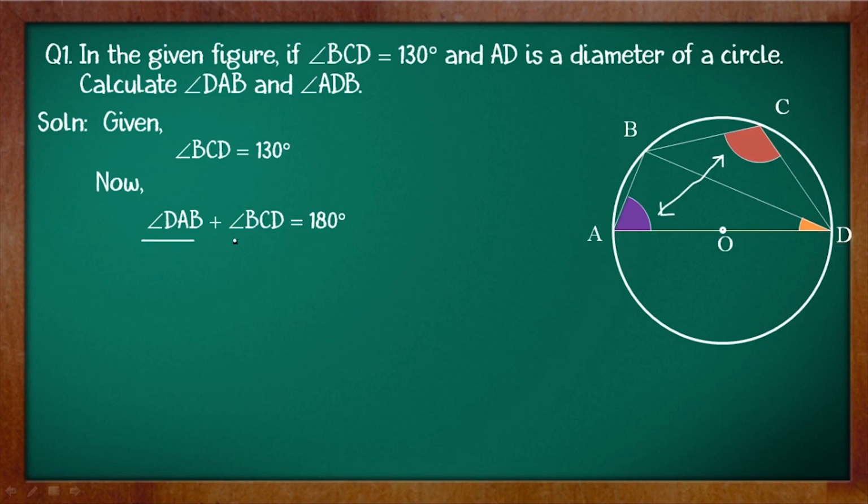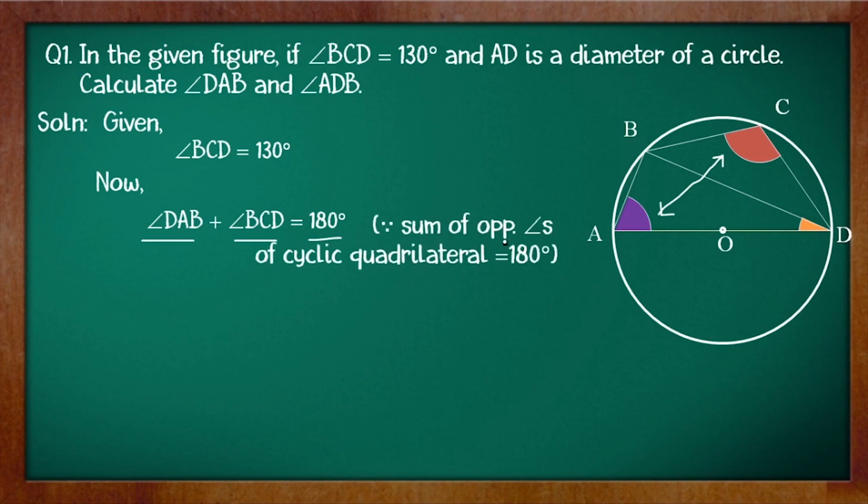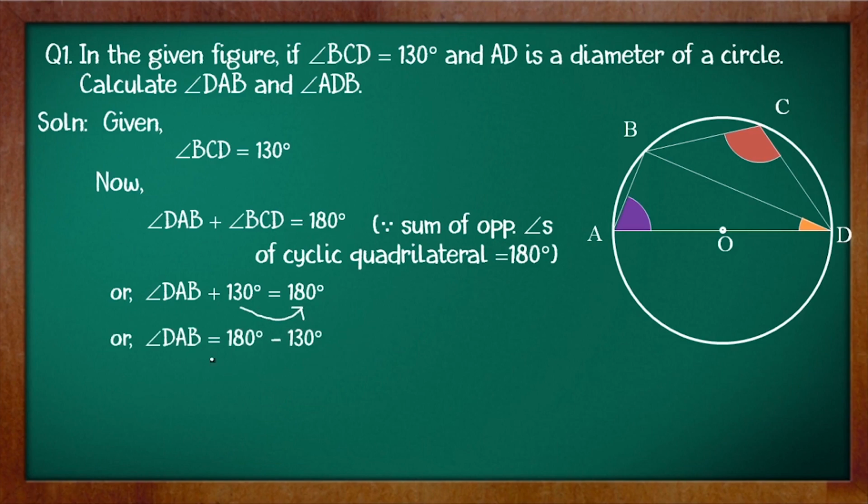So angle DAB plus angle BCD will be equal to 180 degree, since the sum of the opposite angles of a cyclic quadrilateral is 180 degree or 2 right angle. Since it is 180 degree, we get angle DAB plus BCD, which is given as 130 degree, equal to 180 degree. Taking this 130 onto this side, we have angle DAB is 180 minus 130, and angle DAB will be equal to 50 degree.